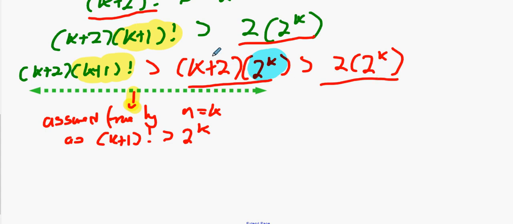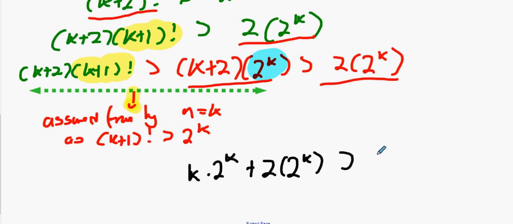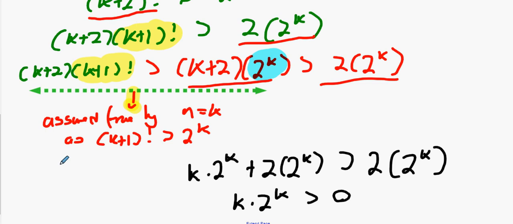So let's multiply that out. So what's it going to be? K times 2 to the power k is greater than what's 2 times 2 to the power k, anybody? Actually, we don't even have to do anything. Look. What happens to the 2 times 2 to the k's? What am I left with? Why is that true?